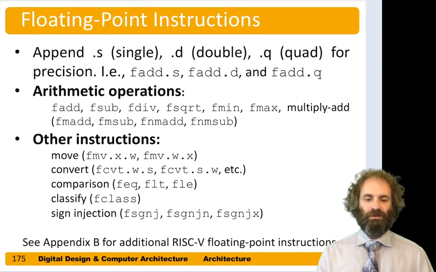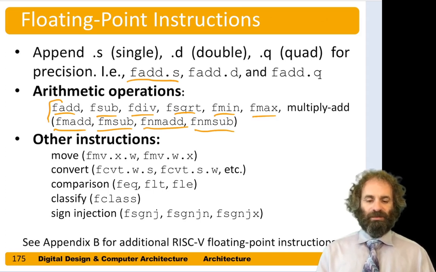The floating-point instructions have an S, Q, or D appended to indicate the precision. So, for instance, fadd.s indicates a floating-point addition of two single precision numbers. The arithmetic operations include add, subtract, divide, square root, minimum, and maximum, and a variety of multiplication with addition. So multiply and add, multiply and subtract, negative multiply and add, negative multiply and subtract. And we'll come back to those in a little bit.